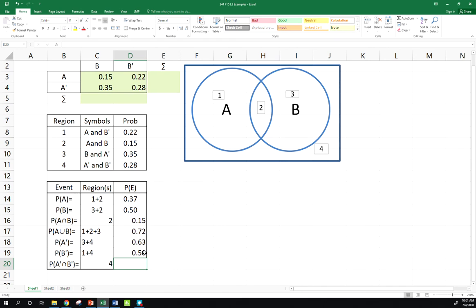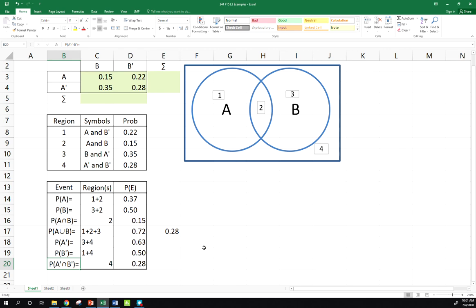So region 4, we know, is just 0.28. But notice what else that corresponds to. The probability of not being in A and not being in B looks like it's the same as 1 minus the probability of their union. So the complement of a union is the intersection of those complements. That's actually a probability law called De Morgan's laws.